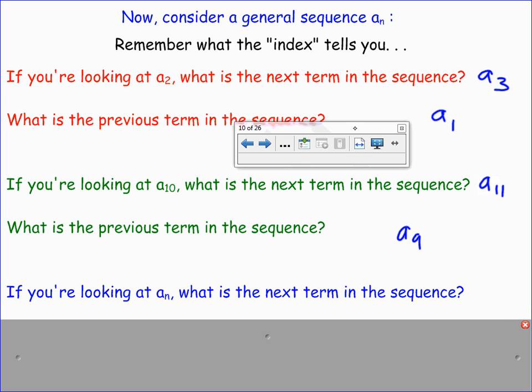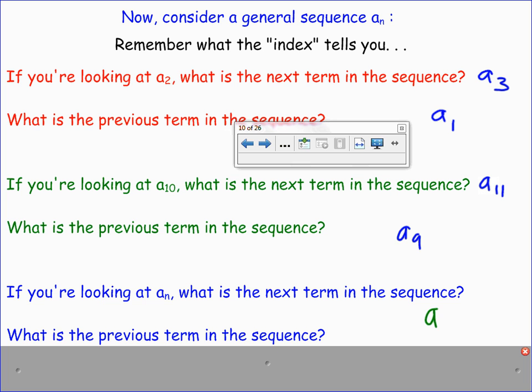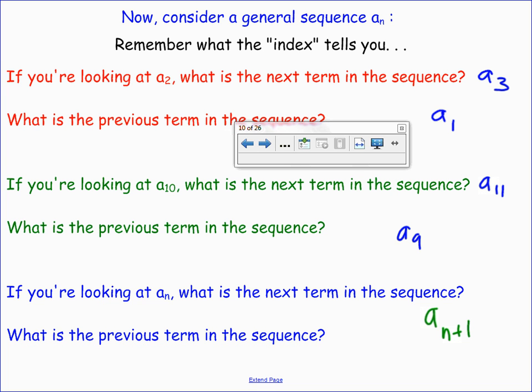So then if you're looking at a sub n, the nth term in a sequence, what would the next term in the sequence be? How can we write that? Katie? A sub n plus 1. Absolutely, and that's where we get our notation for recursive formulas. I know that a sub n plus 1 is the next term in my sequence. I know that the previous term would be given by a sub n minus 1. Whatever n is, the term before would be called a sub n minus 1.